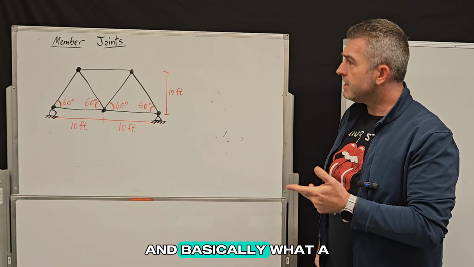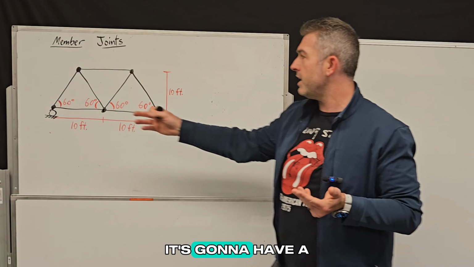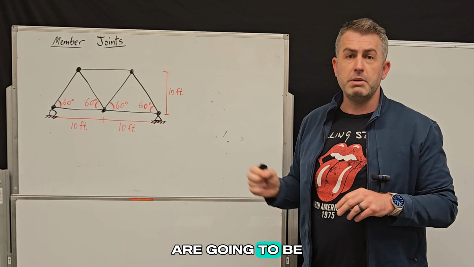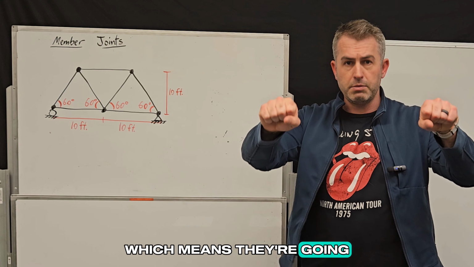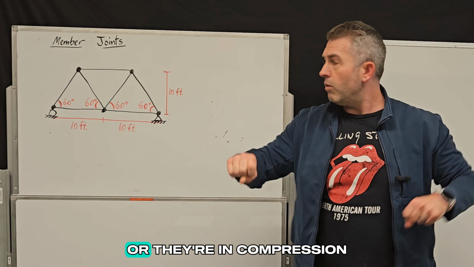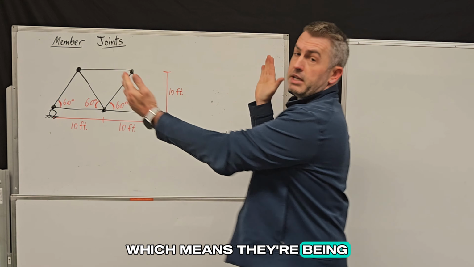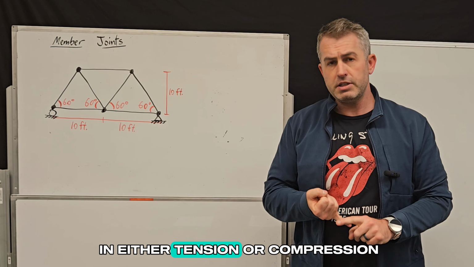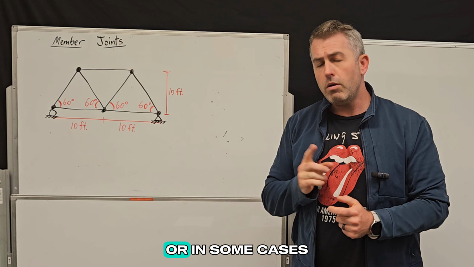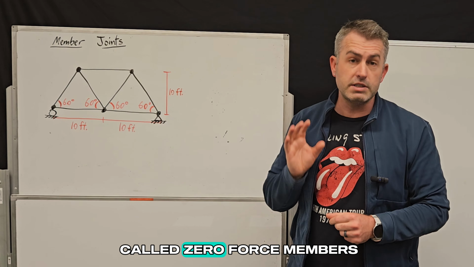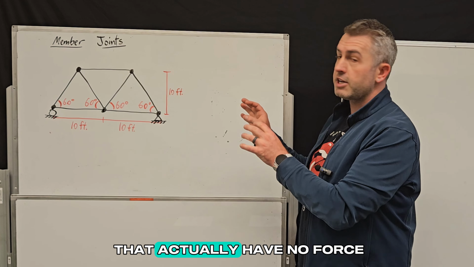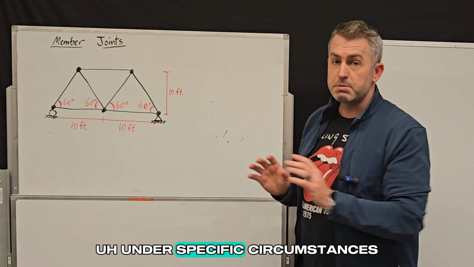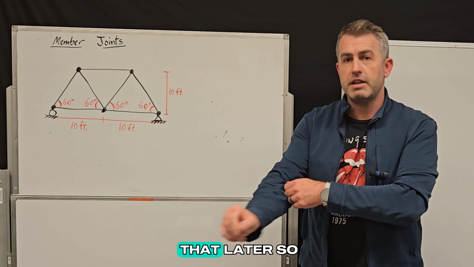structure. And basically what a truss looks like is it's going to have a bunch of diagonal members, and these diagonal members are going to be either in tension, which means they're going to be pulled apart, or they're in compression, which means they're being squeezed together. And so every member will be in either tension or compression, or in some cases there are what are called zero force members. So these are members that actually have no force. They're actually not bearing any load under specific circumstances, and we'll talk about that later.